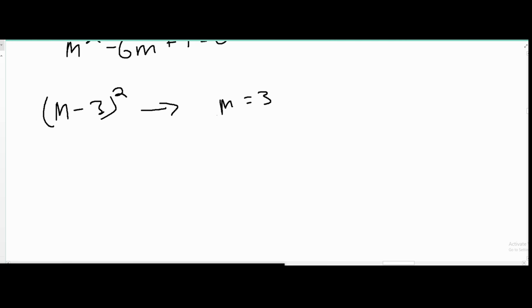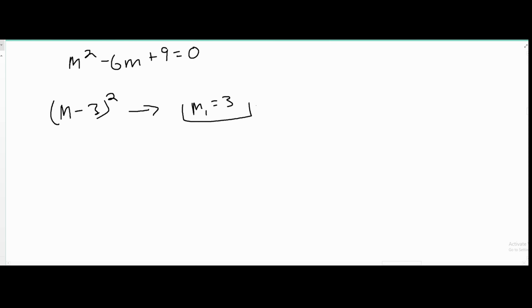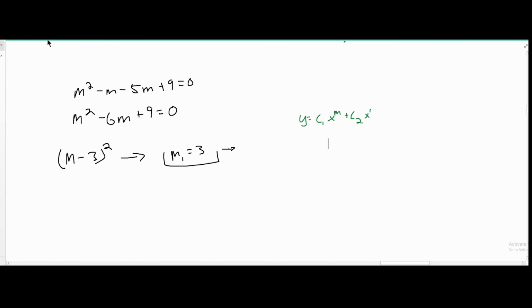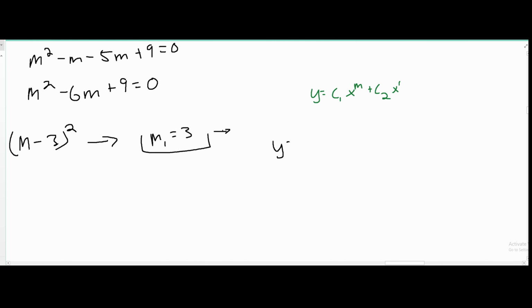Since we have repeated roots, we have our first m1, but we need to get reduction of order. So we need reduction of order, and this means that we need to plug this into our equation, which was this. We need to plug our results into this. So once we have this, we can see that our first value is going to be y is equal to c1 x to the 3 plus c2 x. We don't know our m over here yet, so we just have to solve that again with reduction of order.